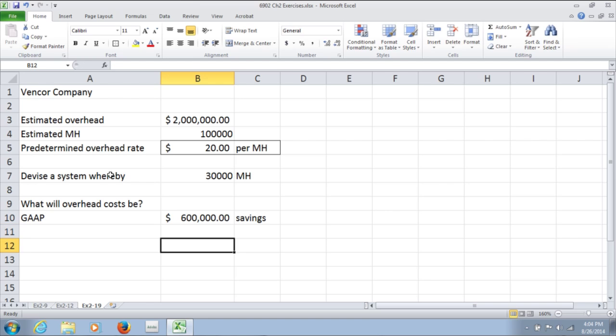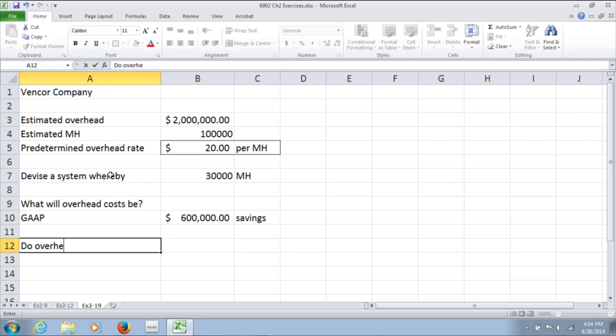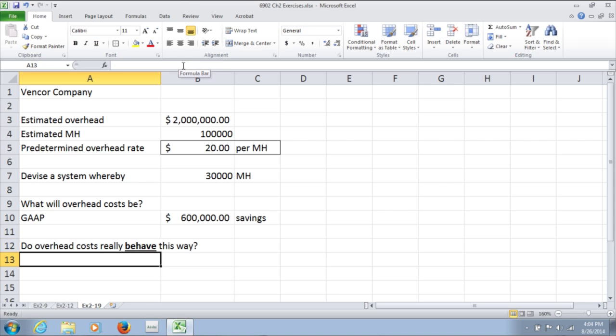But the question that we have to ask is, do overhead costs really behave this way? And we'll see how well I can highlight this here, because I want to make sure that we bold, underline, and all that good stuff here. And I think that worked. So the question is an issue of behavior, because if we reduce our activity by 30,000, do we reduce overhead costs? And the short answer is no. So do the costs really behave this way?